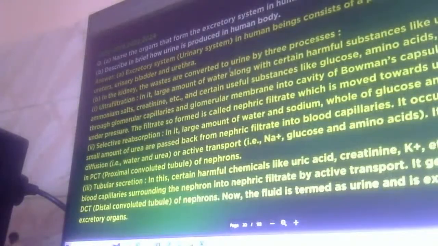Oh, GST. Glomerular ultrafiltration. GST is selective reabsorption, and then GST is tubular secretion.